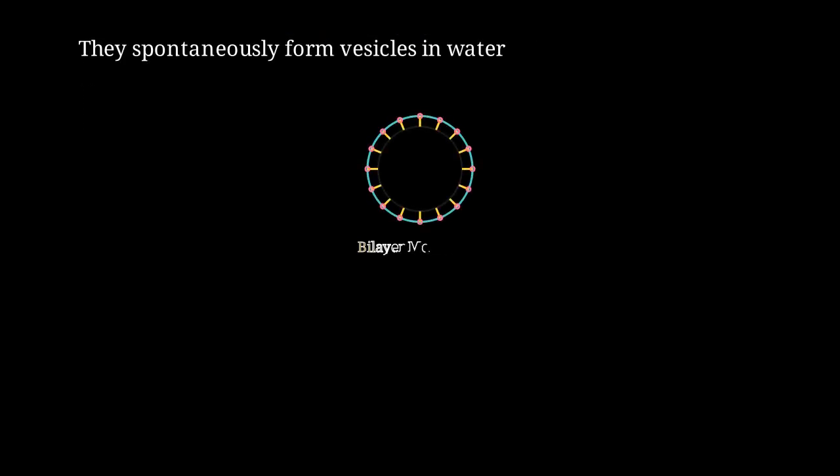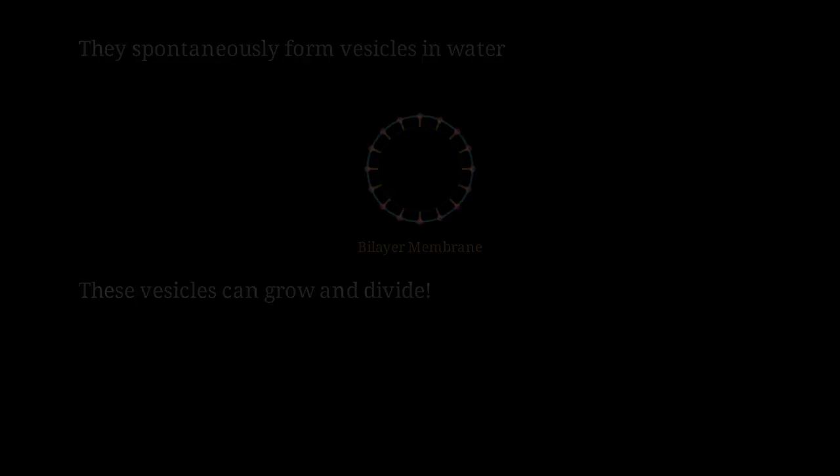The vesicle has a bilayer membrane with hydrophobic tails pointing inward and hydrophilic heads facing the water. Remarkably, experiments show these fatty acid vesicles can both grow and divide under certain conditions. Let's examine the growth and division cycle of fatty acid vesicles. Step 1. When you add more fatty acids to the solution, they incorporate into existing vesicle membranes.